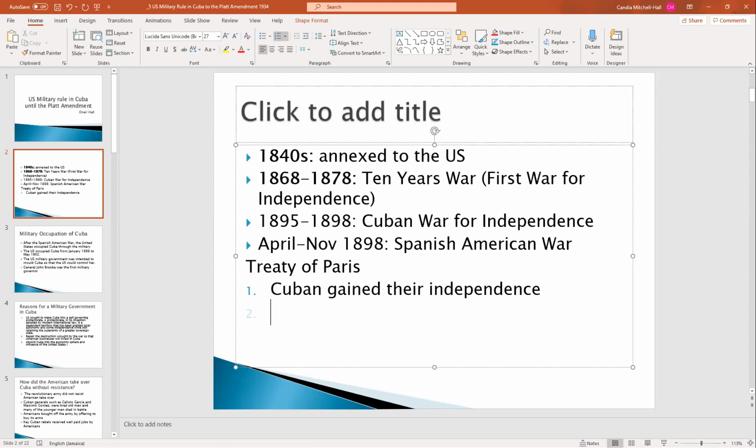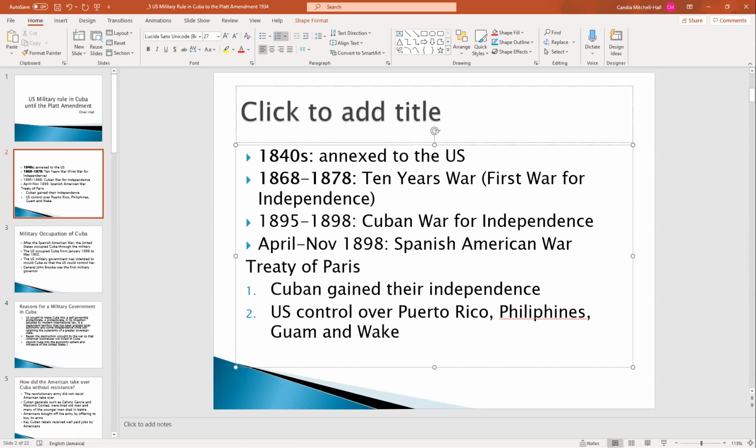The United States paid Spain $20 million to take control of Puerto Rico, the Philippines, and the Pacific islands of Guam and Wake. So the US took control over Puerto Rico, the Philippines, Guam, and Wake. Yes, Wake. All right, good.